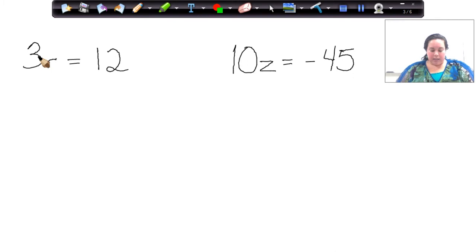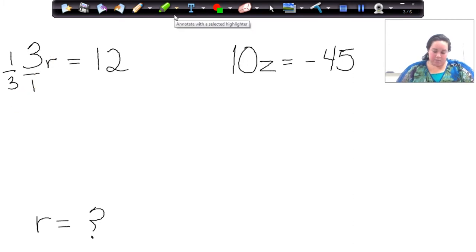If we have 3 times r equals 12, then we can multiply on both sides by the same thing in order to hopefully end up with just r equals something. That's our goal, r equals something. What can we multiply by? What's the reciprocal or the multiplicative inverse of 3? The reciprocal is 1/3. So if we multiply both sides by 1/3, what happens to this side? This cancels out, right?